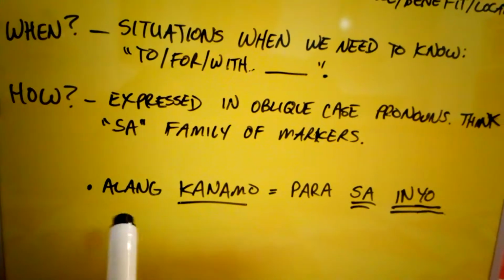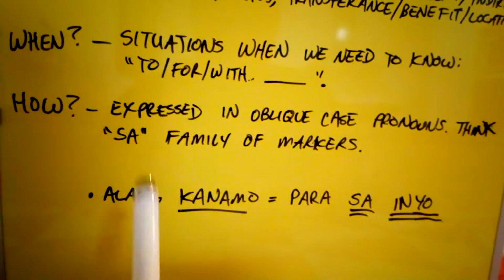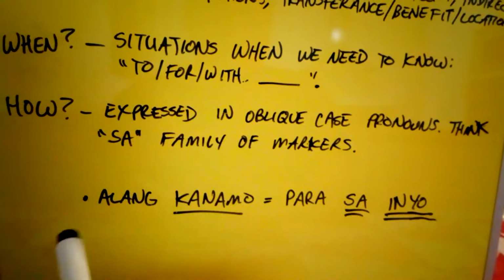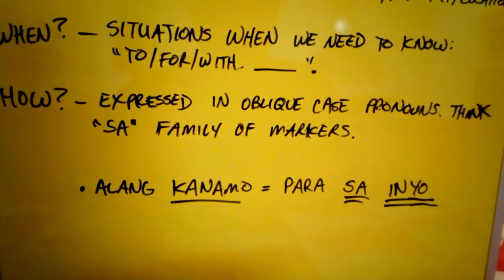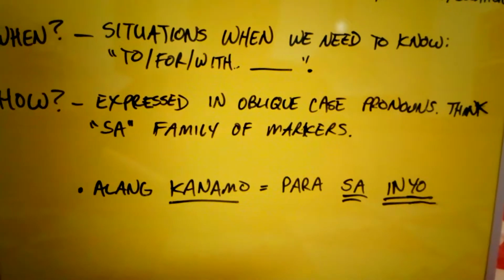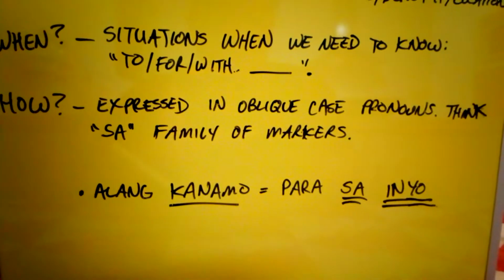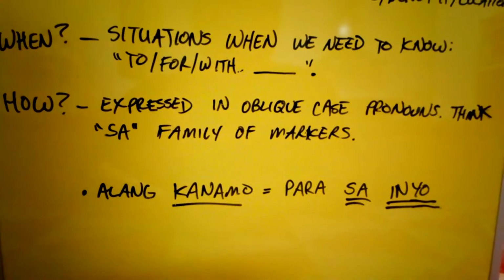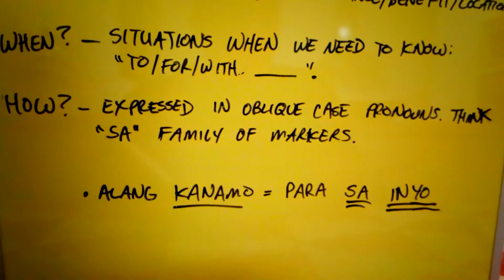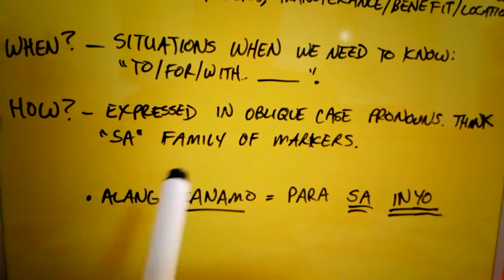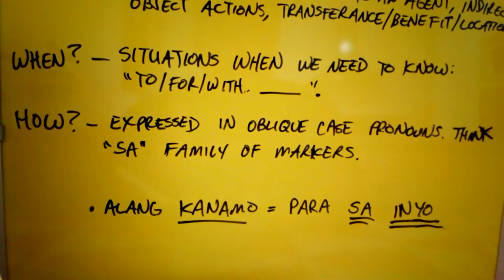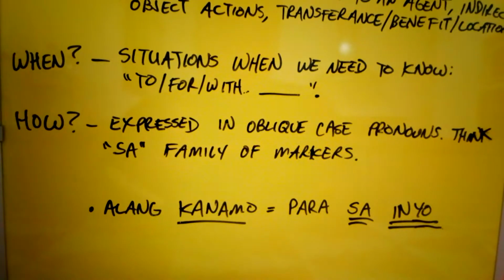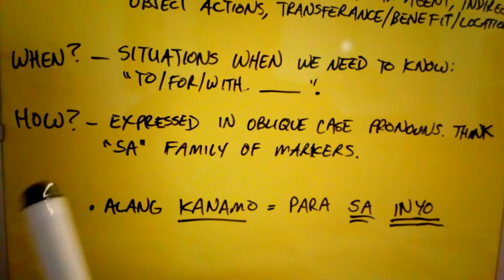So how do we use this oblique case, right? That's the final thing. And I'll explain another thing after this. But how do we use it? And it's easy. It's just expressed in the oblique case pronouns. So if you remember what we talked about with the oblique case pronoun list, right? Those are what we're going to be using. So the kanamo, kanimo, kanako, those lists of pronouns.